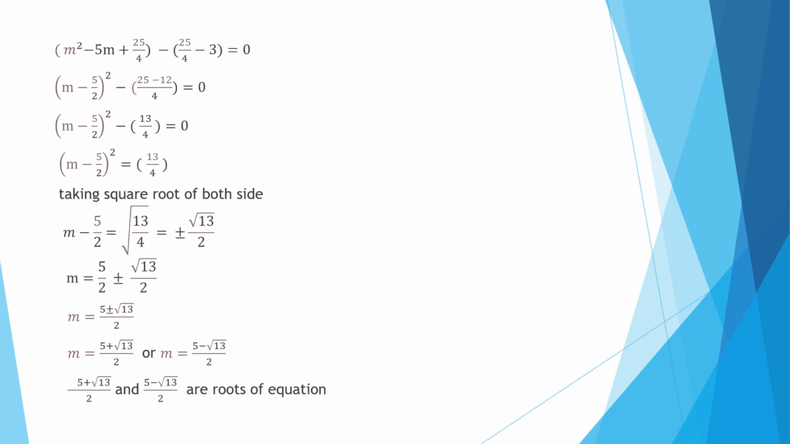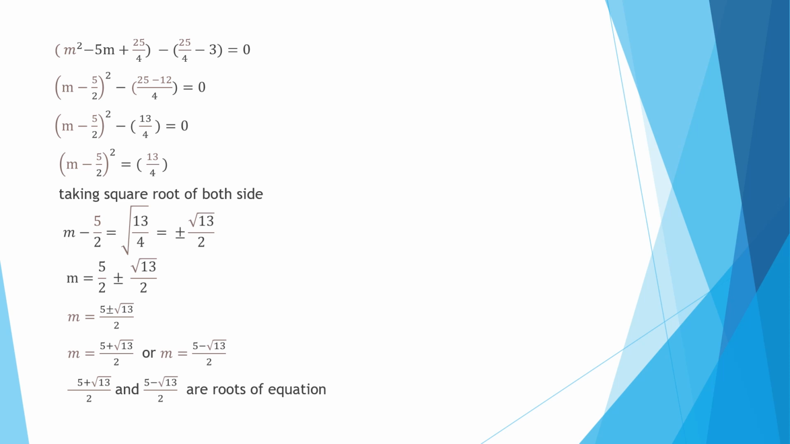So we write (m minus 5 by 2)². This 13 by 4 becomes plus on this side. So we write is equal to 13 by 4. Then we take the square root of both sides. After taking the square root of both sides, we get m minus 5 by 2 is equal to the square root of 13 by 4, which is plus or minus square root of 13 over square root of 4, which is 2. We write plus minus here. Then we solve this equation.